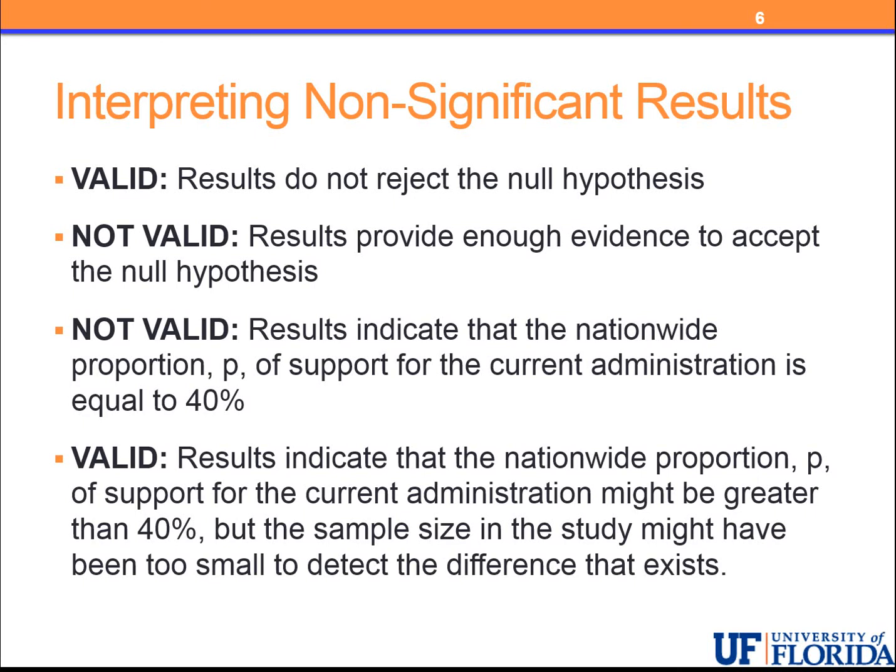It is valid to say results indicate that the nationwide proportion p of support for the current administration might be greater than 40%, but the sample size in the study might have been too small to detect the difference that exists. Remember that in hypothesis testing, failing to reject the null hypothesis does not allow us to say that the null hypothesis is true, only that we do not have enough evidence to reject it.